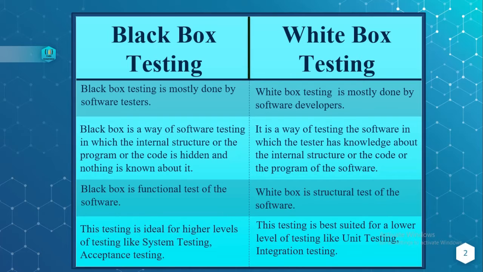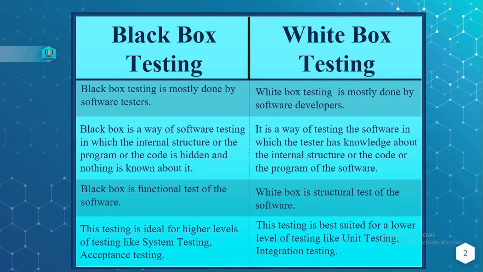Next, black box testing is a way of software testing in which the internal structure or the program or the code is hidden and nothing is known about it. So, the person testing does not need any knowledge about it and can easily test it. Whereas, white box testing is a way of testing the software in which the tester must know the internal structure or the code or the program of the software.